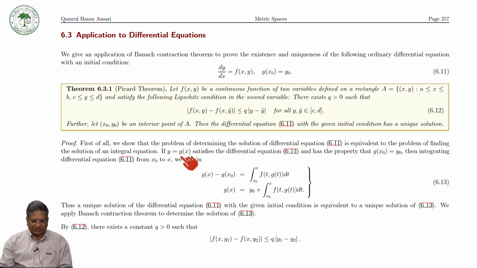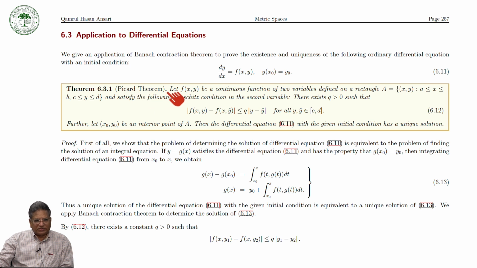So let us consider the ordinary differential equation dy/dx equal to f(x, y), with the initial condition y(x0) equal to y0. We will prove that this ordinary differential equation has a unique solution. It means that we will have to define some function which is a contraction. So we have the following result, which is called the Picard theorem.